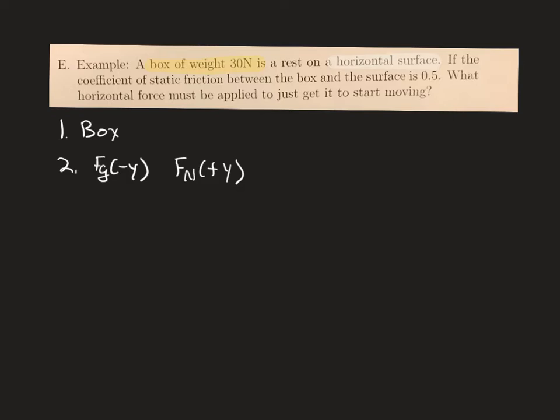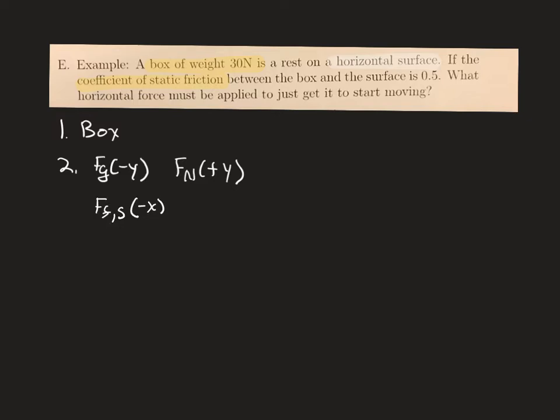We're then told that there is a coefficient of static friction. So if there's a coefficient of static friction, there must be a force due to friction. And since we're trying to get it to start moving, that tells us we're at rest, so we're going to use a force due to static friction. I don't specify what direction the object is being pushed in, so I'm going to say the object's being pushed in the positive x, so friction is in the negative x. You could do the opposite as long as they're opposite to each other.